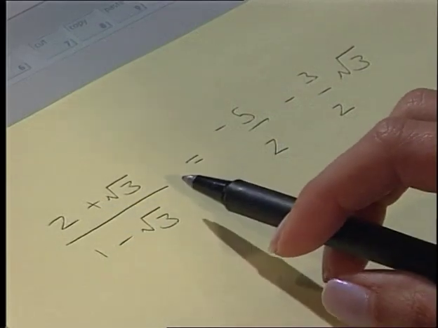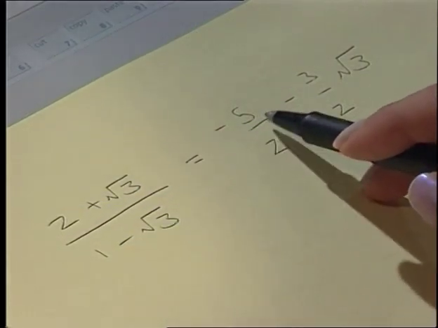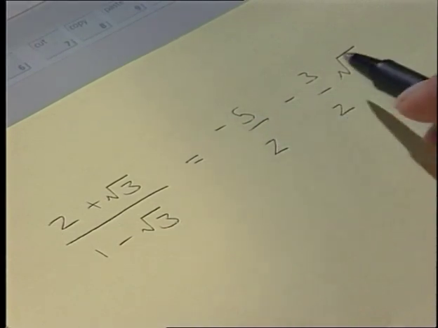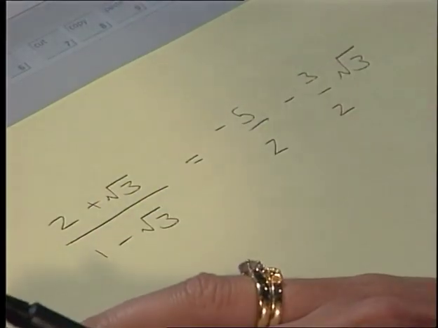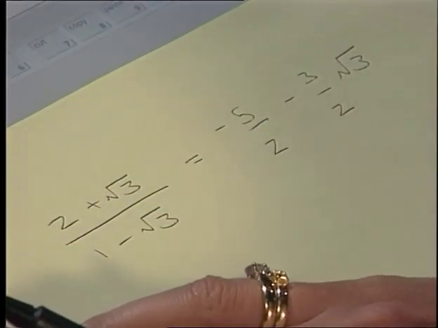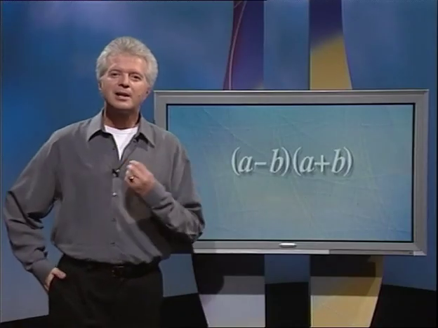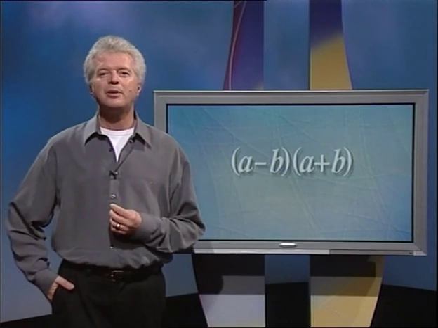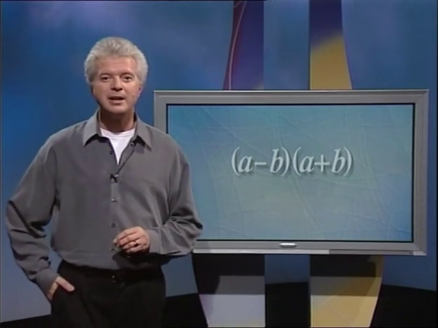(2 plus root 3) over (1 minus root 3) is equal to minus 5 over 2 minus 3 over 2 root 3. What is it that I have to do to the left-hand side in order to get this expression? Well, a good thing to do might be to get rid of that 1 minus root 3 in the denominator. Now, in this kind of example, it's useful to use a formula which we call the difference of two squares, and you'll see why in a minute.